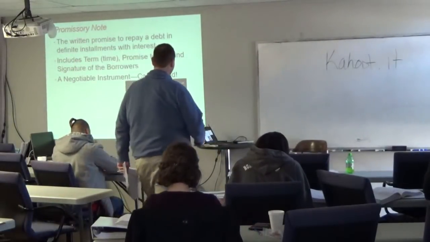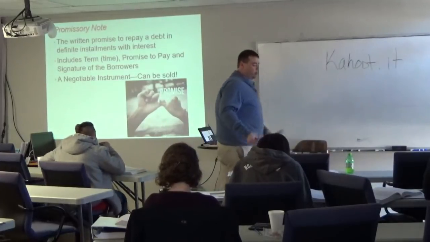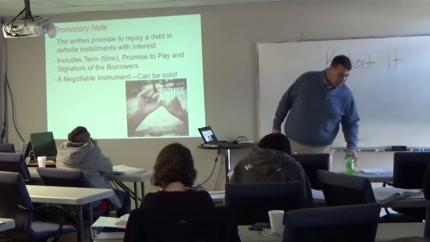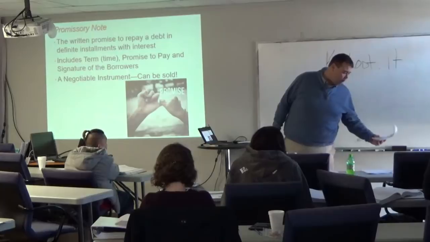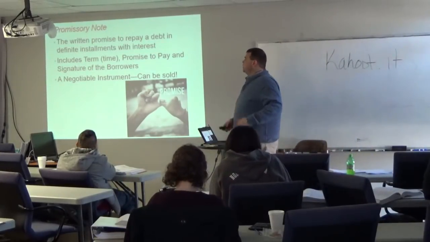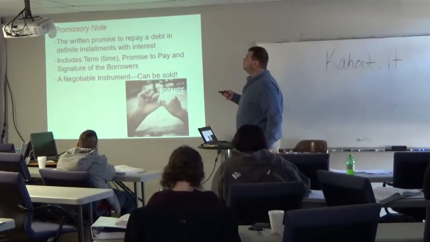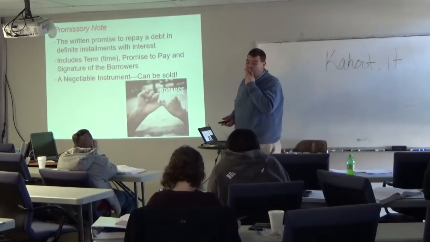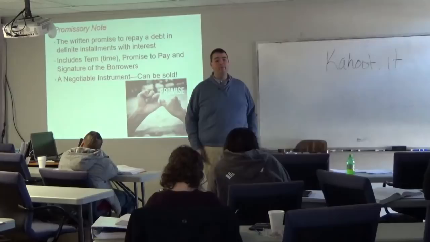It's the IOU. It's the contract between the borrower and the lender that sets up, I owe you money and I agree to repay that money. It is a negotiable instrument. We've already talked about this. That note can be what?